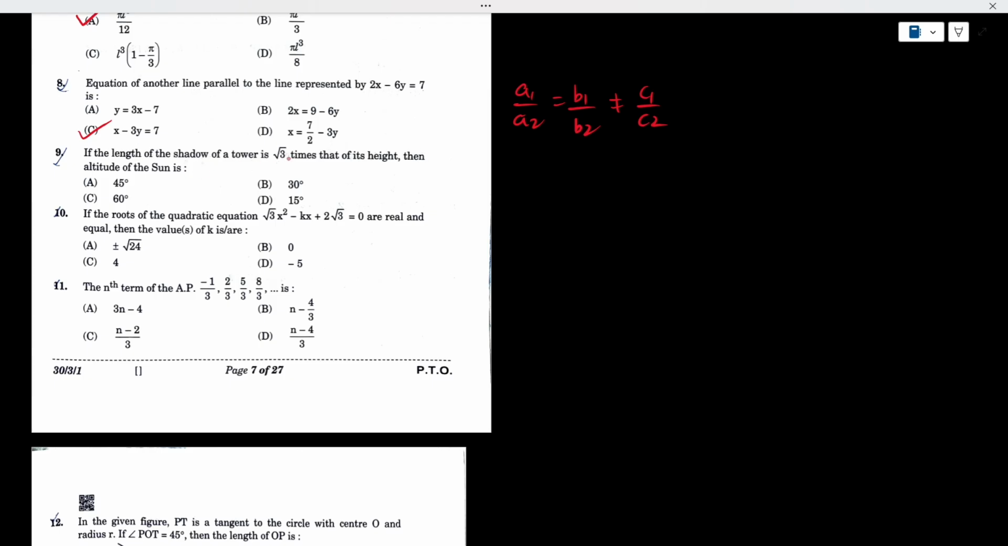Ninth question is again based on application of trigonometry. It's written that the shadow is root 3 times the height. I have discussed the same question in one of my shorts also. Then the altitude of the sun is going to be 30°.